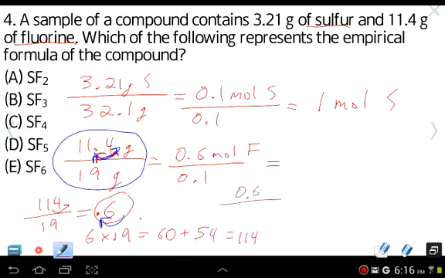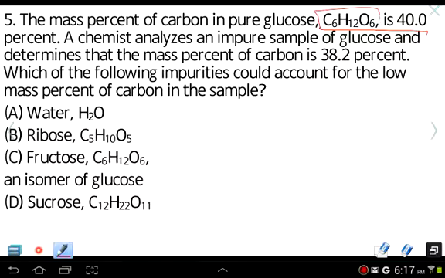Here it says the mass percent of carbon in pure glucose is 40%. So if you have absolutely pure C6H12O6, your percent of carbon is 40. A chemist analyzes an impure sample of glucose, a sample that has some contamination, and determines that the mass percent of carbon is less, 38.2%. Which of the following impurities could account for the low mass percent of carbon in the sample?